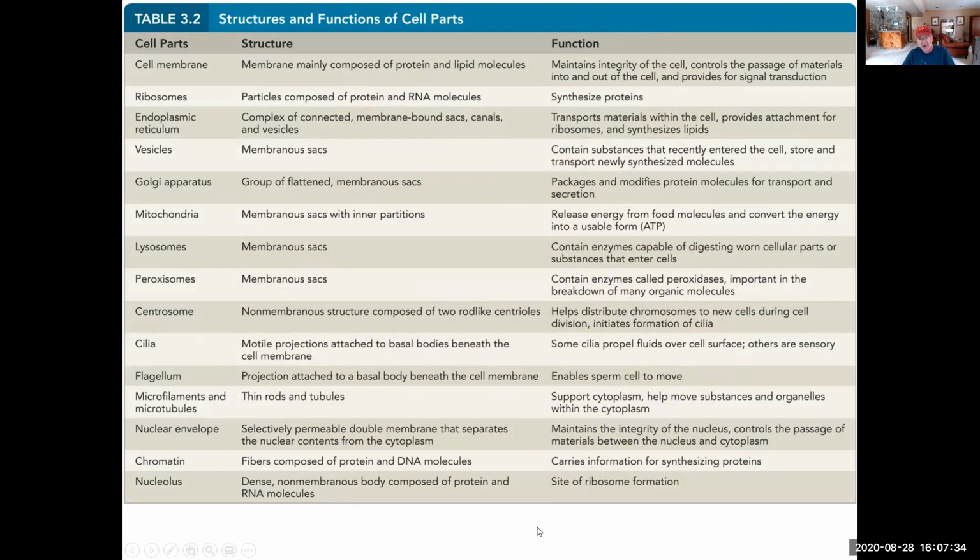So like the organ systems that we didn't spend time lecturing on in class, I'm going to ask you to please go back in chapter 3 and just review these organelles. The chapter does go through each of these and describe them.